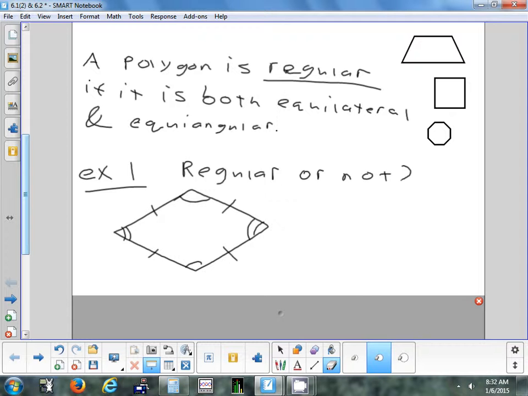Good question. How about that shape? Is that regular or not? What do you think? It's not regular. Nope. Why not? Because two of the angles are the same. It's definitely equilateral. All the sides are the same. But is it equiangular? No. The top 2 angles are the same. The horizontal left and right are the same, but they're not all the same. So nope, that's not regular.